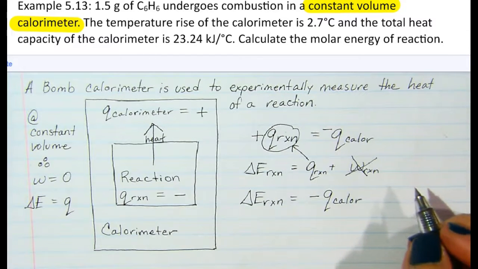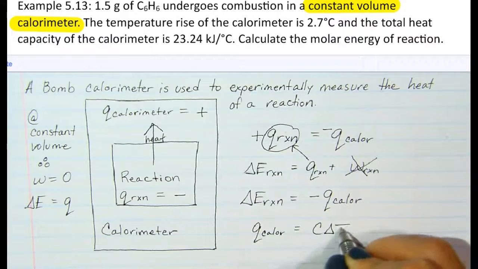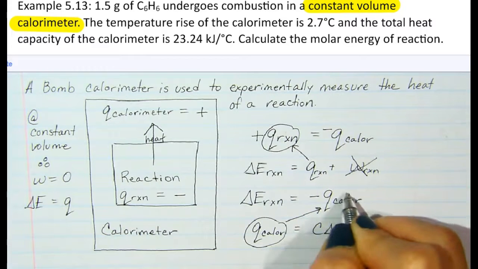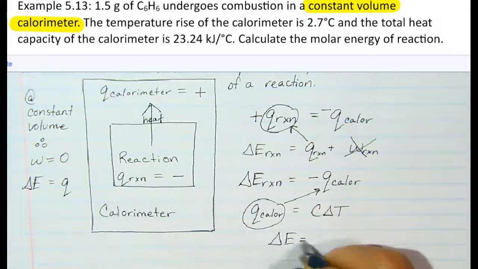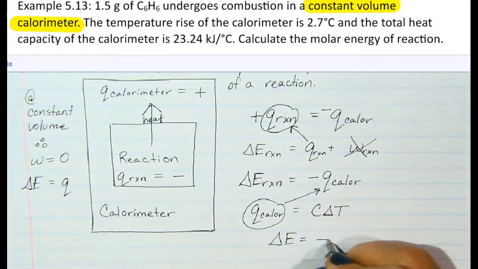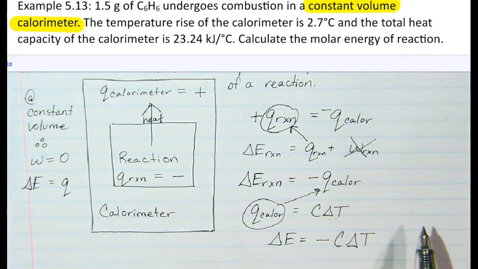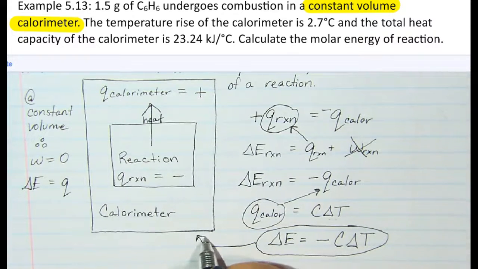So there's an equation for the calorimeter. The Q of the calorimeter is equal to C delta T. I'm going to insert this in place of the Q calorimeter, which gives me the following equation: delta E is equal to negative C delta T. It took a lot of work to get to this equation, but this is the equation that we can use to solve for this. If you're dealing with a bomb calorimeter at constant volume, this is the equation you could use to solve for the molar energy of the reaction.